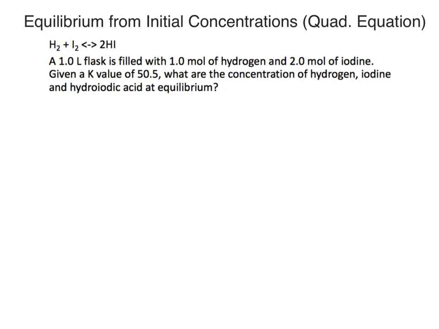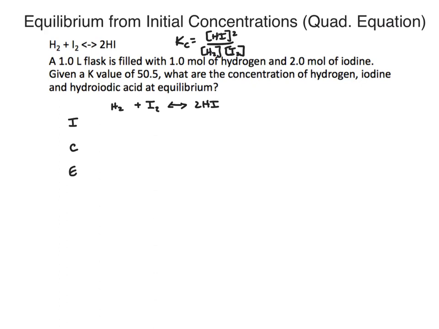So we have our balanced chemical equation, and that's going to allow us to get our equilibrium expression. Now that we've established our equilibrium expression, we're going to go ahead and set up our ICE table. Now that we've established our ICE table, we want to plug in the values that we actually know.